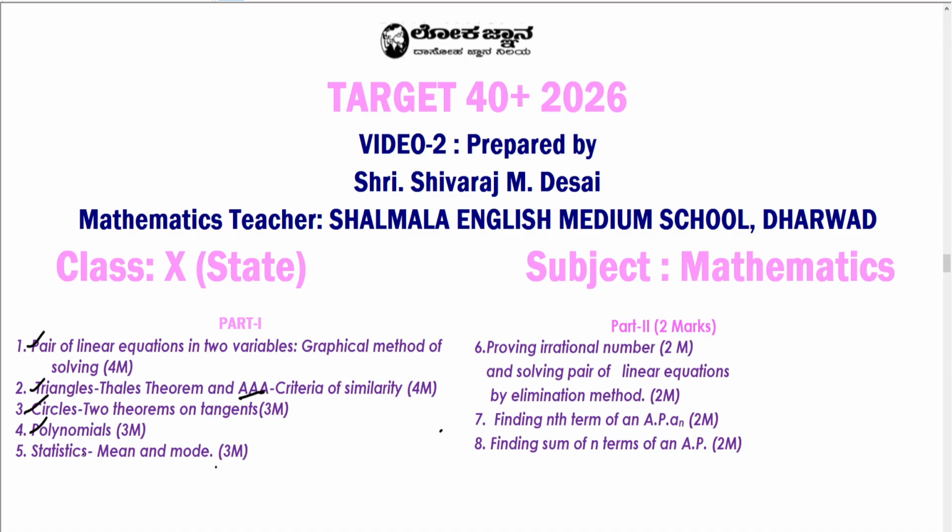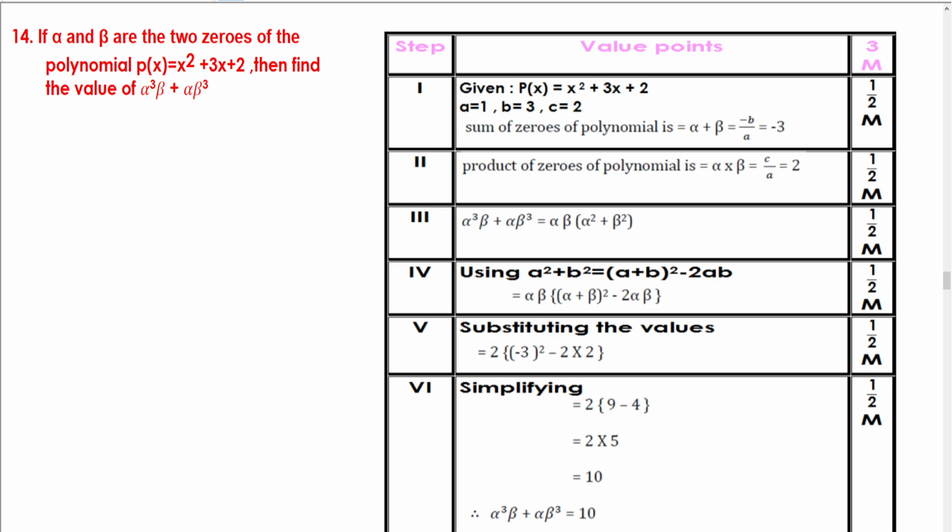Today, I will continue with the polynomials, a few more problems. I think 13 problems we completed. Then today, I will cover statistics and problems of proving irrational numbers, one of the important topics in real numbers, and solving pair of linear equations by elimination method, and finding the nth term of an AP, and finding the sum of n terms of an AP, a few problems. Okay, without wasting time, let us start problem number 14.